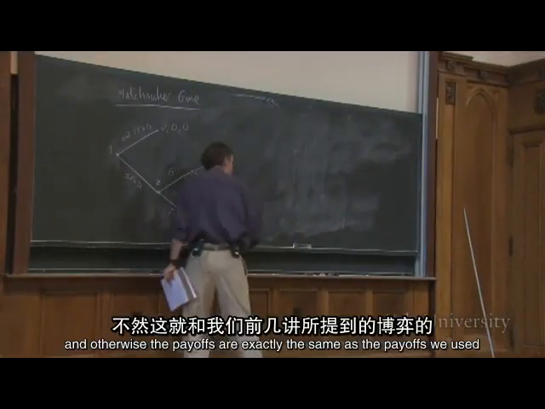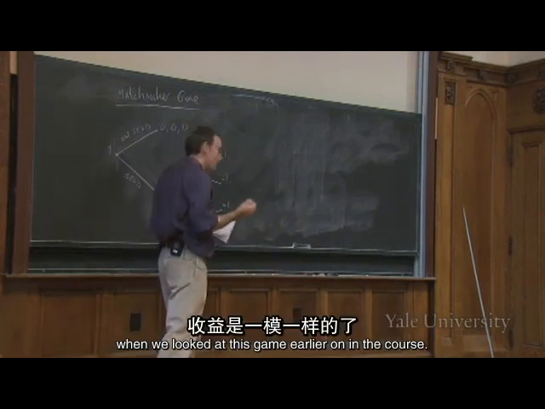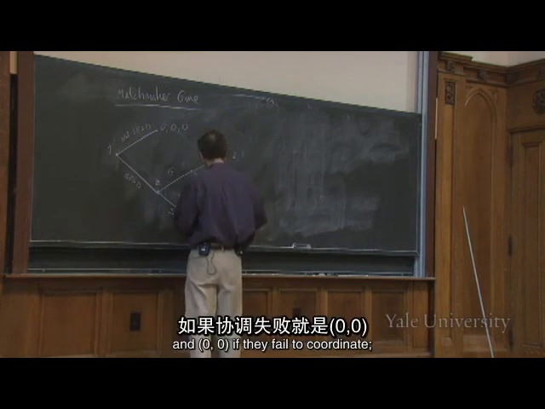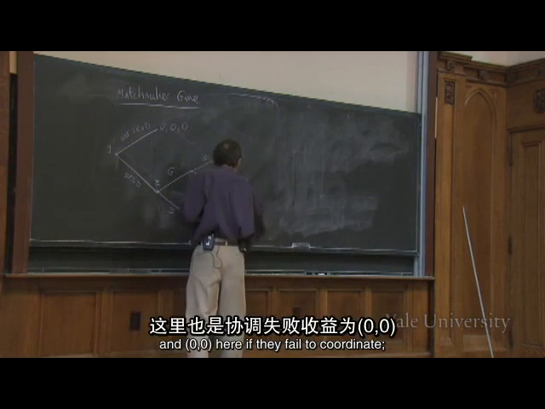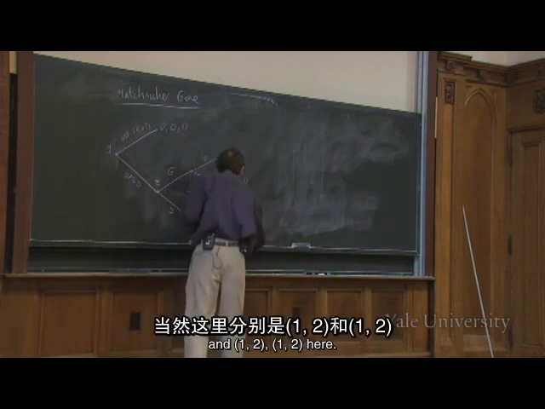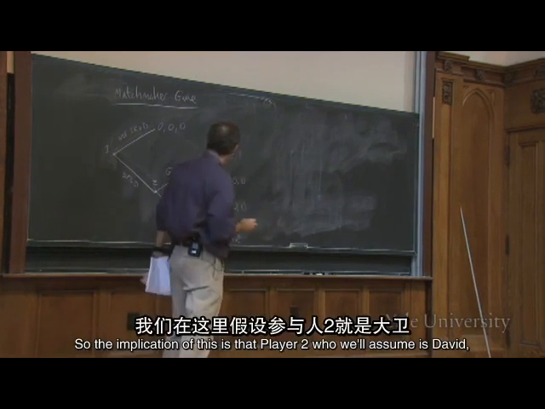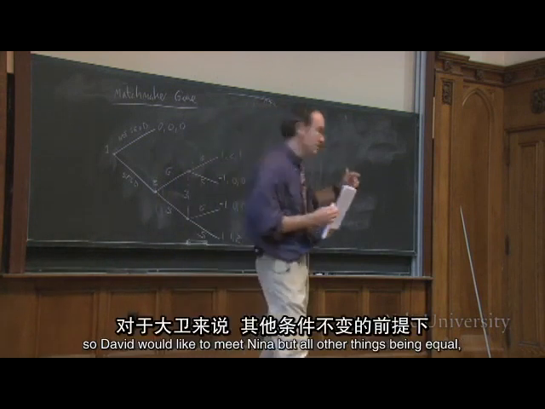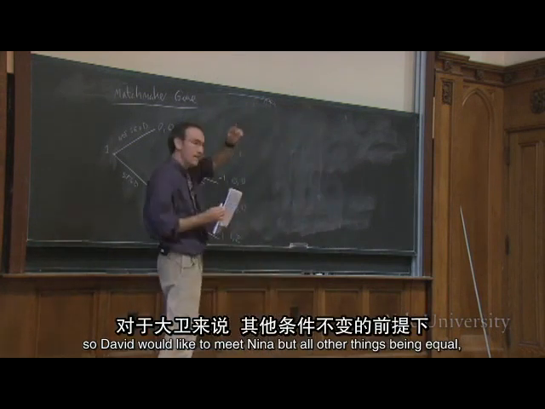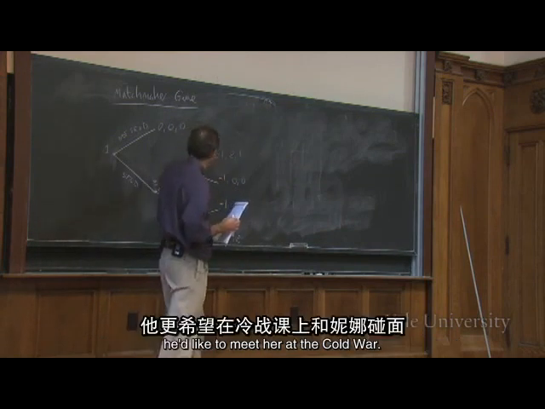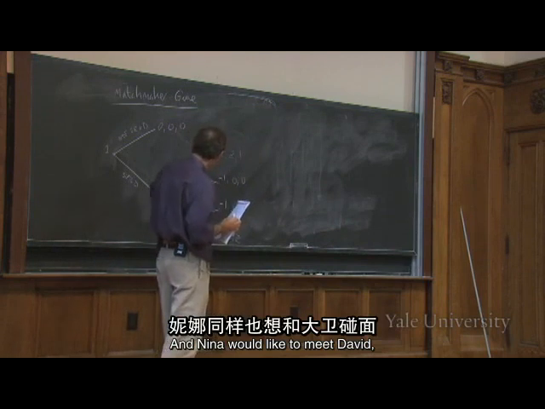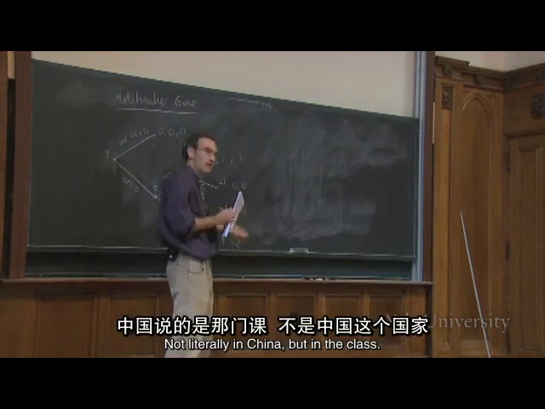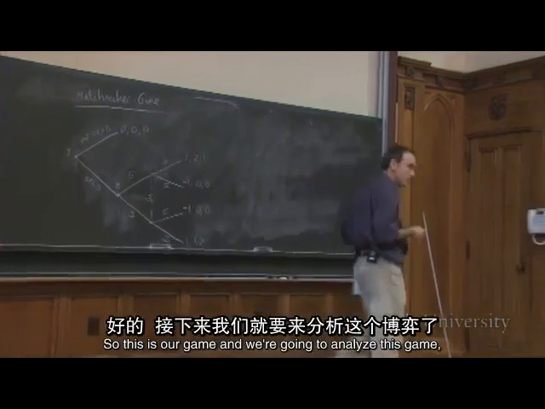All right? And otherwise, the payoffs are exactly the same as the payoffs we used when we looked at this game earlier on in the course. So the payoffs are going to be 2-1 here, and 0-0 if they fail to coordinate, and 0-0 here if they fail to coordinate, and 1-2 here. So the implication is that player 2, who we'll assume is David, would like to meet Nina, but all other things being equal, he'd like to meet her at the Cold War. And Nina would like to meet David, but all other things being equal, she would like to meet in China. I mean, not literally in China, but in the class China. All right, so this is our game.